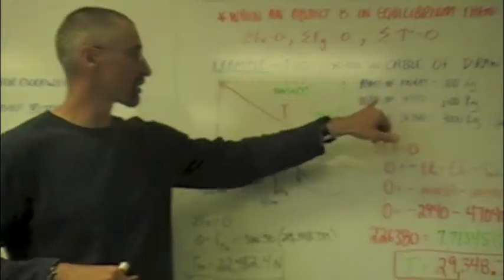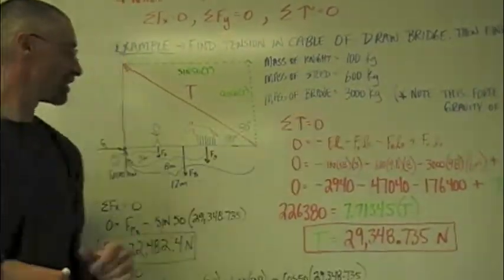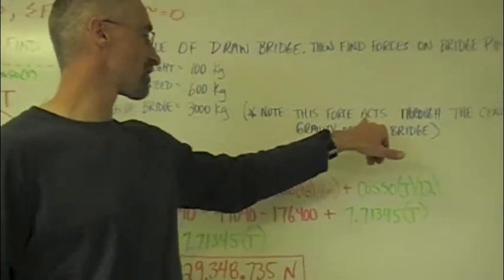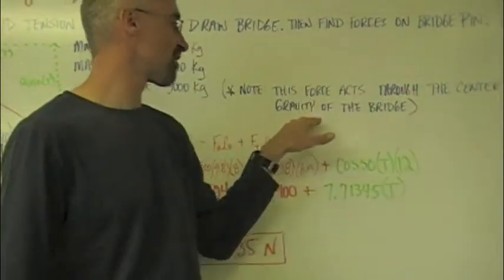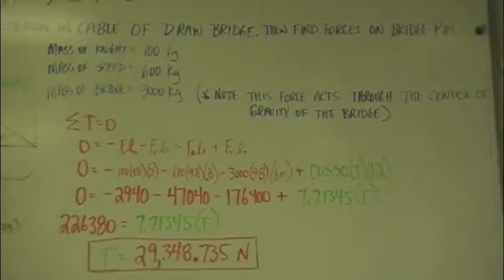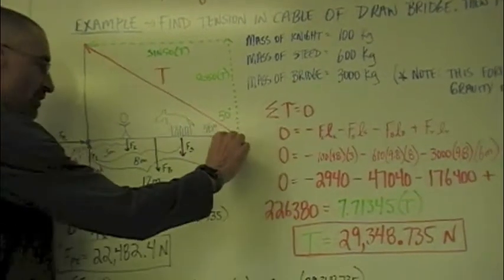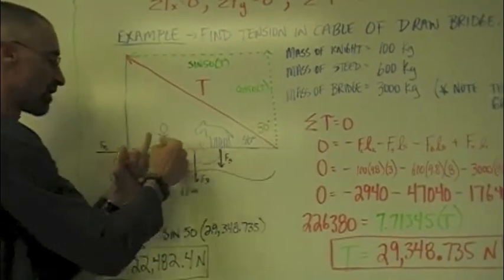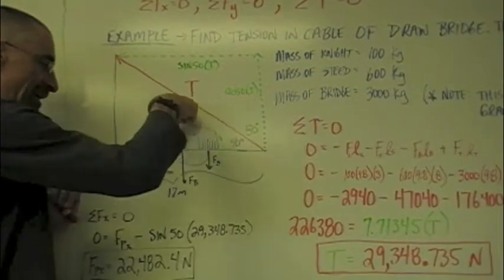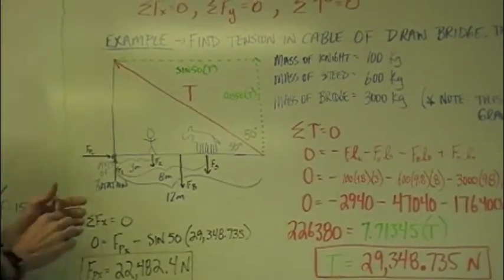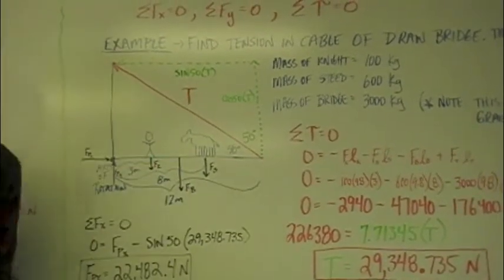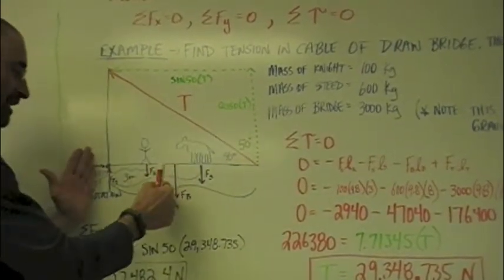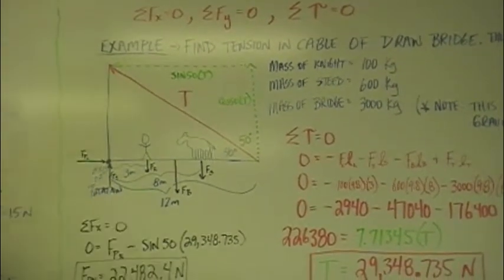But let's look at this right here. The mass of the knight is 100 kilograms. The mass of the steed is 600 kilograms. And the mass of the bridge is 3,000 kilograms. Now, this is something I want you guys to pay attention to. This force, the weight of the bridge, acts through the center of gravity for the bridge. Now, this is a little bit new. We haven't looked at this. But guys, there's weight all along this bridge. But for the sake of calculating torque, we're going to take all of that weight for the whole bridge, and we're going to say it acts through the center of weight. Which in this case, if this is 12 meters long, that center is going to be 6 meters. And so we're going to take the whole weight of the bridge and say that force is acting at a lever arm distance of 6 meters away. Okay, so you'll get a chance to see this in a second.